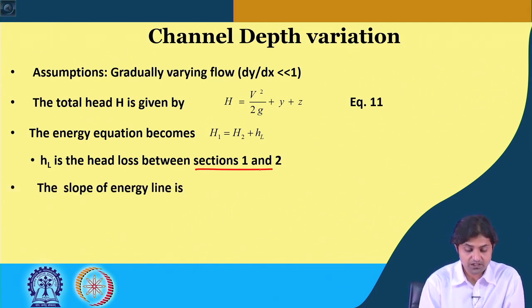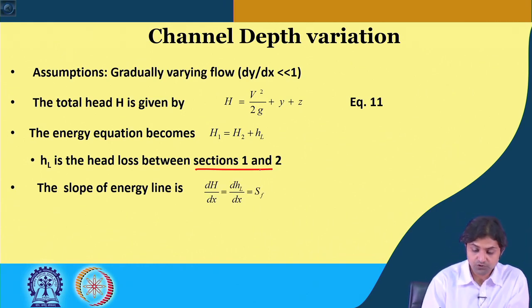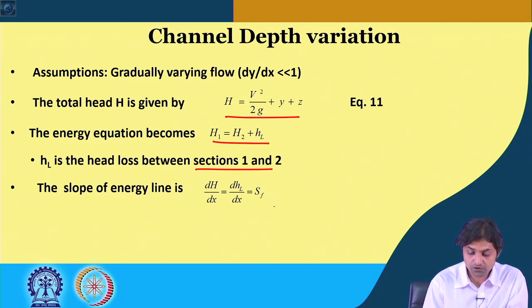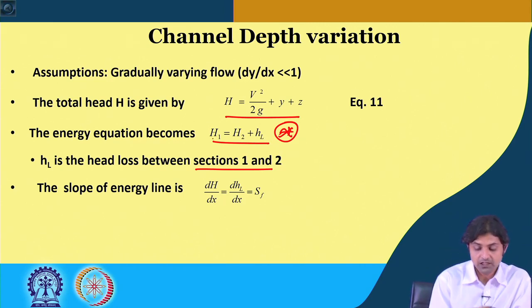The slope of the energy line is given by this equation. If we use this equation here, we see that dh by dx is dhl by dx. If you divide delta h by delta x in this star equation, we get dh by dx equal to dhl by dx, which is equal to Sf.